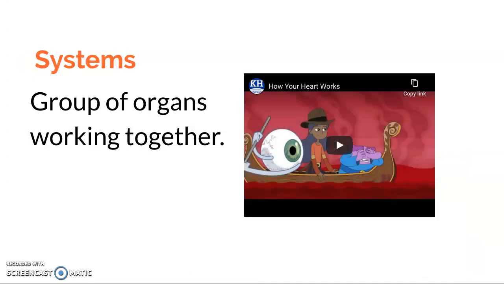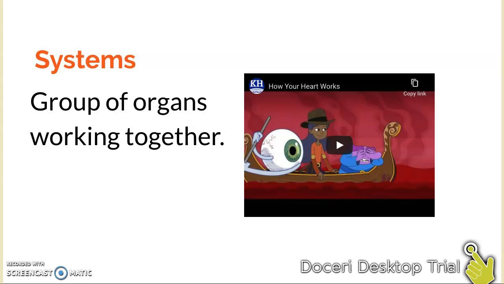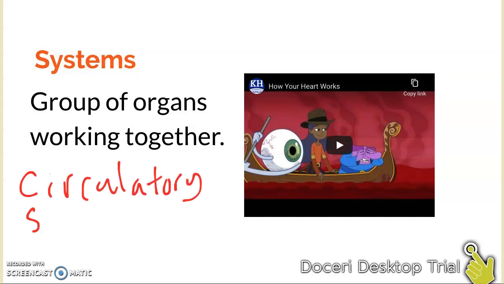Now, if I take a lot of organs and put them together, for example, if I took my heart and my lungs and I put those together with a few other things, I make something called the circulatory system. The circulatory system is how blood gets all throughout my body. And you can watch this video that I'll post and it'll give you more information about the circulatory system, but there's many systems. They're just organs that are working together.